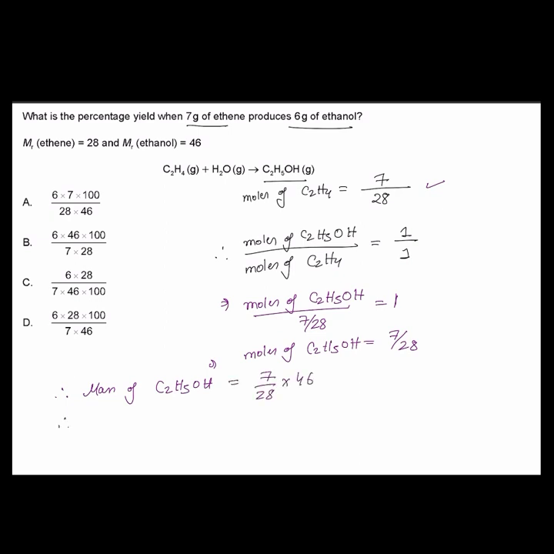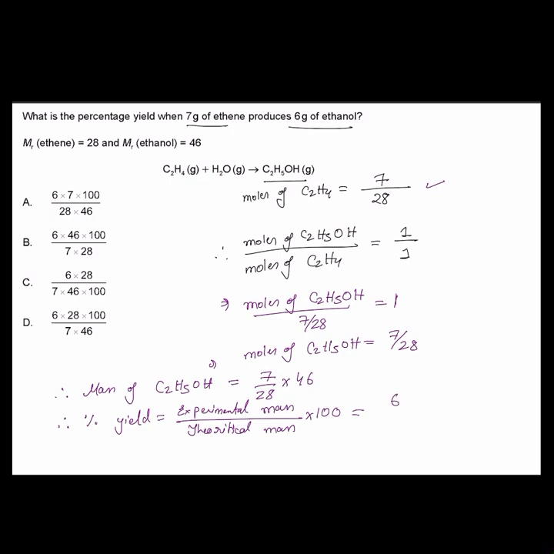Now we have to find the percentage yield. Percentage yield is experimental mass divided by theoretical mass times 100. Experimental mass is the actual mass of ethanol that will be produced from the reaction, right? So experimental mass divided by theoretical mass times 100. Experimental mass is the mass that has been obtained in the experiment. So experimental mass is 6 grams of ethanol.